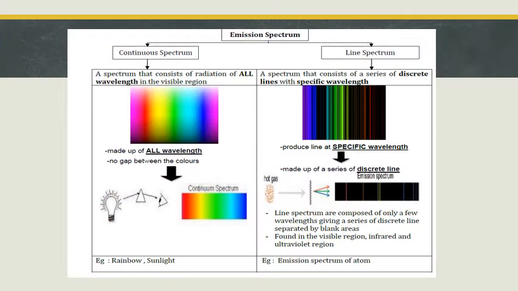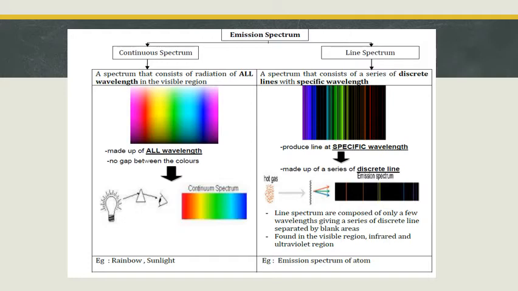Okay, so kenapa I bagi gambar rainbow dan juga neon light tadi? Sebenarnya kita ada spectrum terbahagi kepada dua, which is continuous spectrum dan juga line spectrum. Line spectrum yang akan kita go in details, tapi you should know also about continuous spectrum. Soalan exam selalu tanya differentiate between continuous spectrum and also the line spectrum. Jadi I hope you will remember all the characteristics for the continuous spectrum and also for the line.